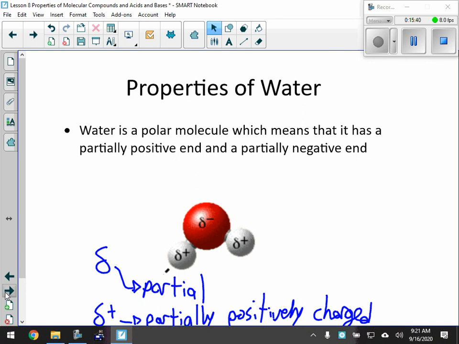Well, it says here on your notes, an acid-base indicator is a chemical that is used to determine if a solution is an acid or a base by changing color. Water is a polar molecule, which means it has, of course, a partially positive end and a partially negative end. And you guys can go ahead and draw this.